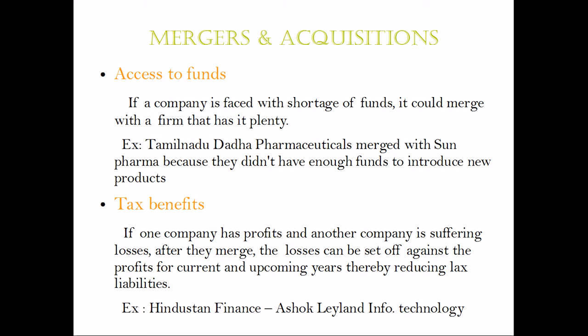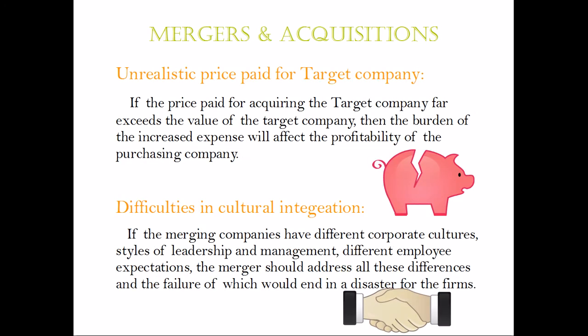So to avoid that amount of liability, Idea could merge with Vodafone, which will result in Vodafone setting off their profits against the losses made by Idea. So year after year, Vodafone could set off the profits against Idea's losses, thereby reducing the tax liability for Vodafone. That saves about 30 crores per annum. So that kind of efficiency is achieved through mergers and acquisitions.